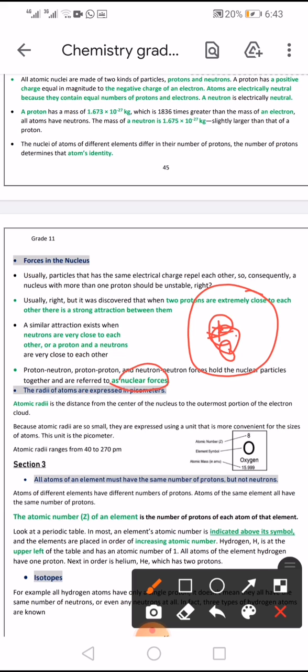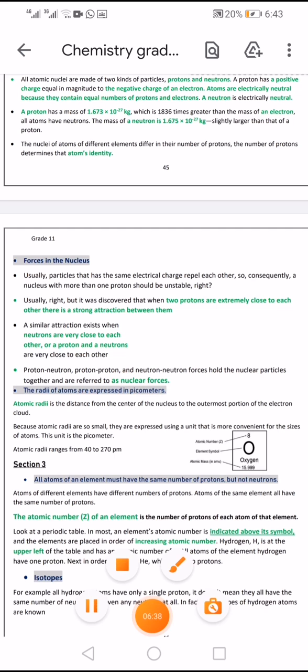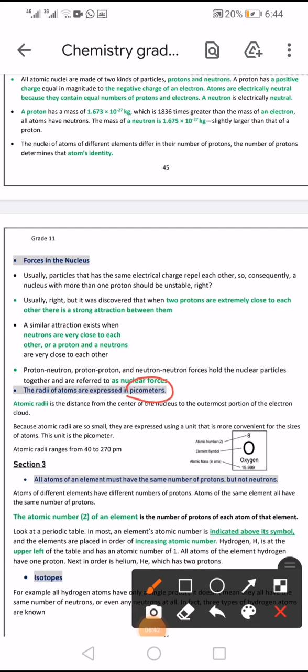The radii of atoms are expressed in picometers. Atomic radius is the distance from the center of the nucleus to the outermost portion of the electron cloud. So there is an atom, and this distance, from the center of the nucleus to the outermost part of the electron cloud, is called the atomic radius.